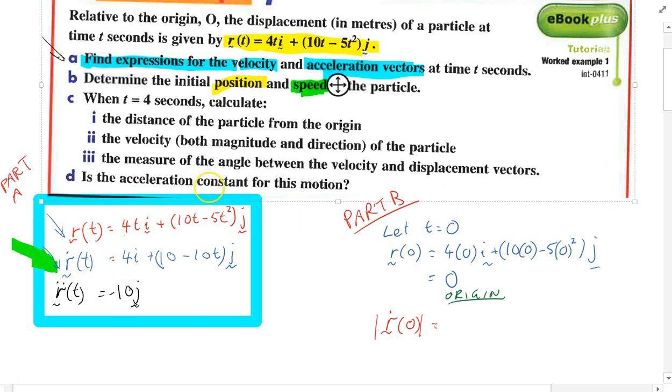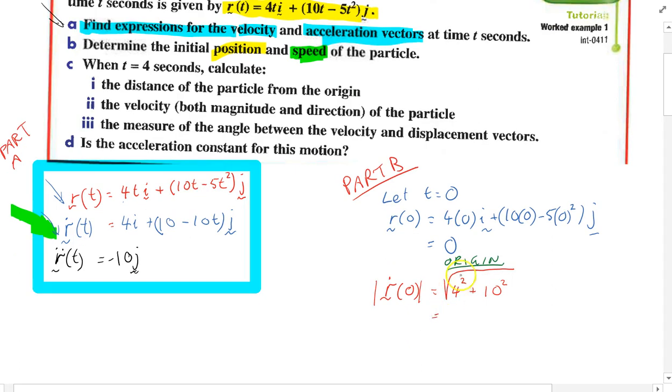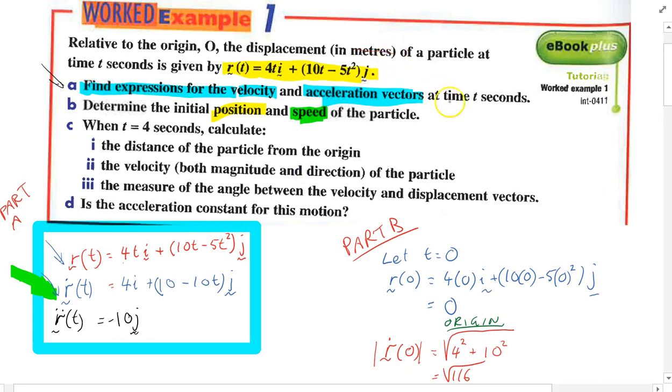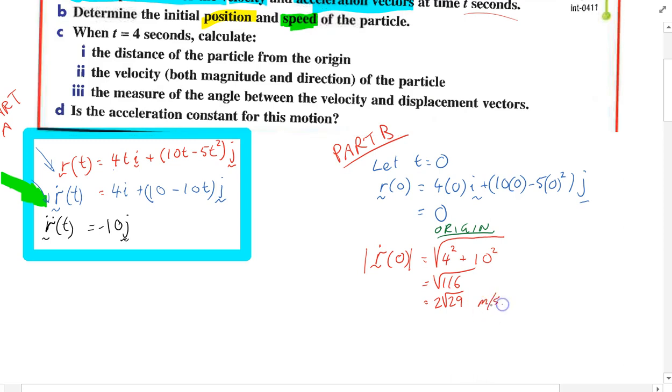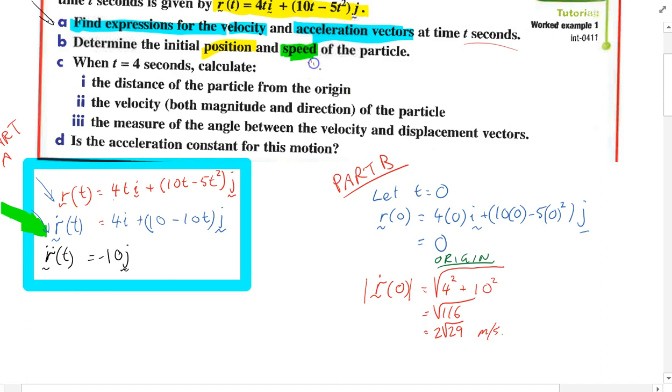If we sub that in, we have 4, leaving the i's off for a second, and then 10 minus 10 times 0, so that's 10. Then I'm going to square both of those and square root, so really I'm finding the magnitude of our vector, which you've done before. That's 16 plus 100, the square root of 116, which simplifies to 2 root 29. So the speed of this particle is about 10.5, and looking at our units, meters per second.